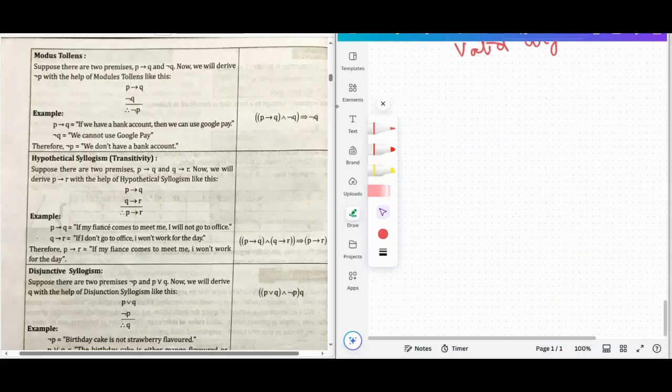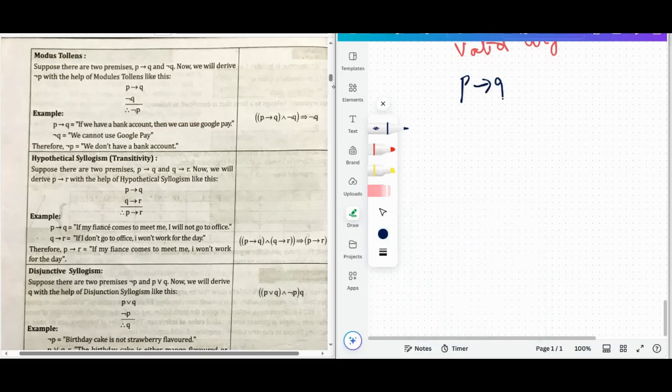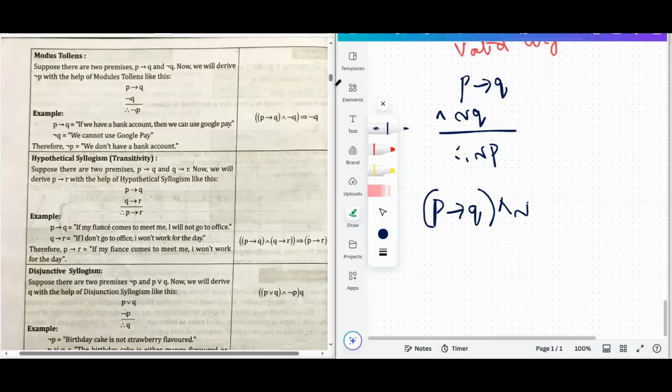Modus tollens law says, suppose we have two premises P and Q. P implies Q, together with negation Q, will give you negation P. So this can be written as P implies Q and negation Q will always give you the implication of negation P. This is how we write the statement which will be given in the form of a law.